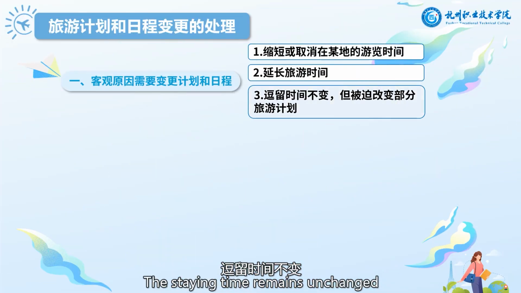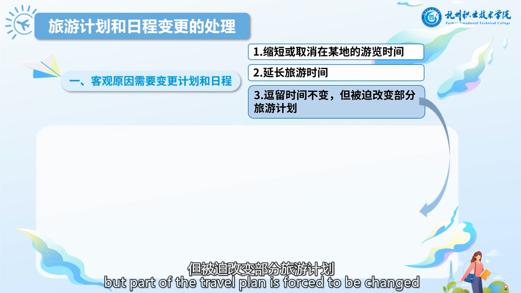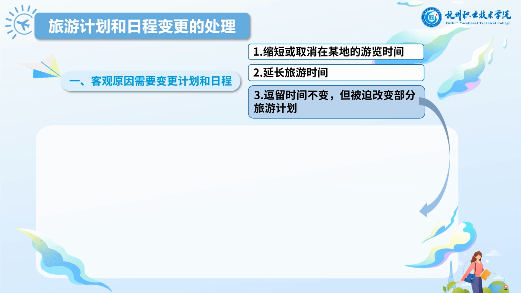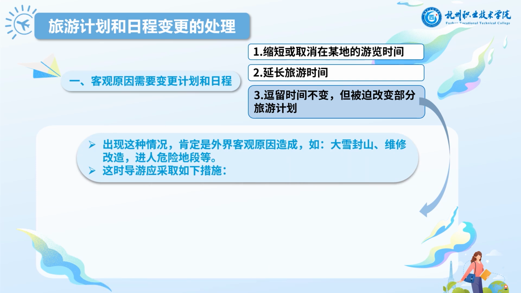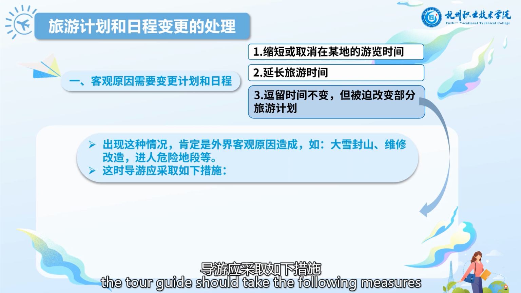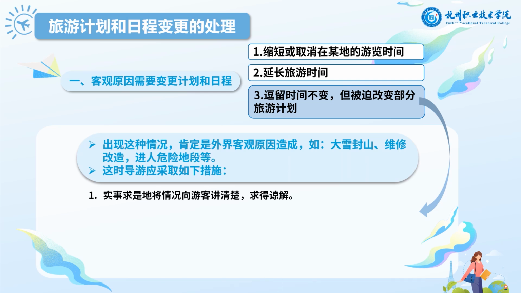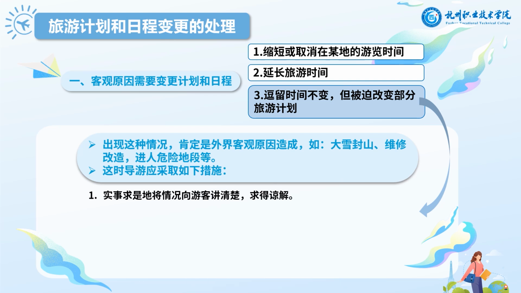The staying time remains unchanged, but part of the travel plan is forced to be changed. This situation is definitely caused by external objective reasons, such as heavy snow blocking the mountain, maintenance and renovation, entering dangerous areas, and so on. At this time, the tour guide should take the following measures. Firstly, tell the situation to the guests honestly and seek understanding.